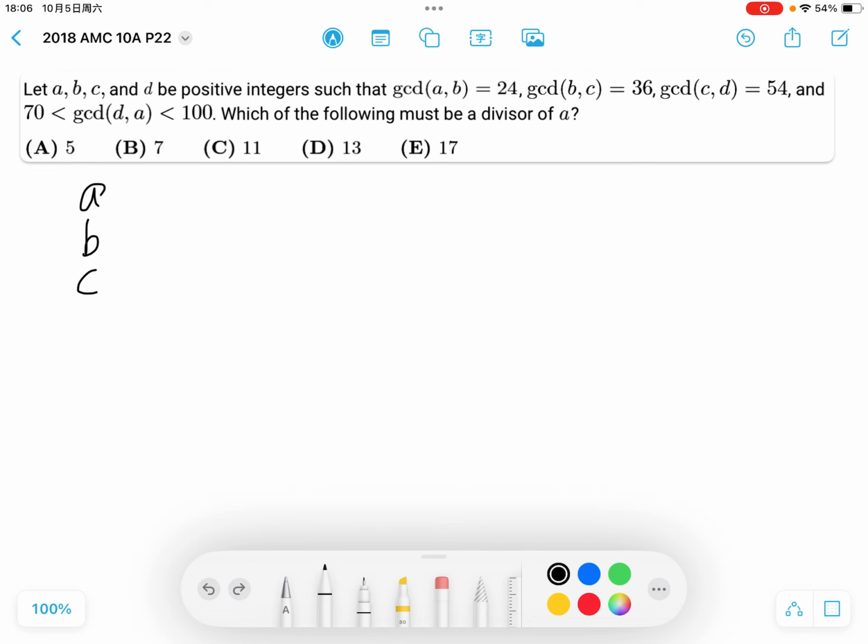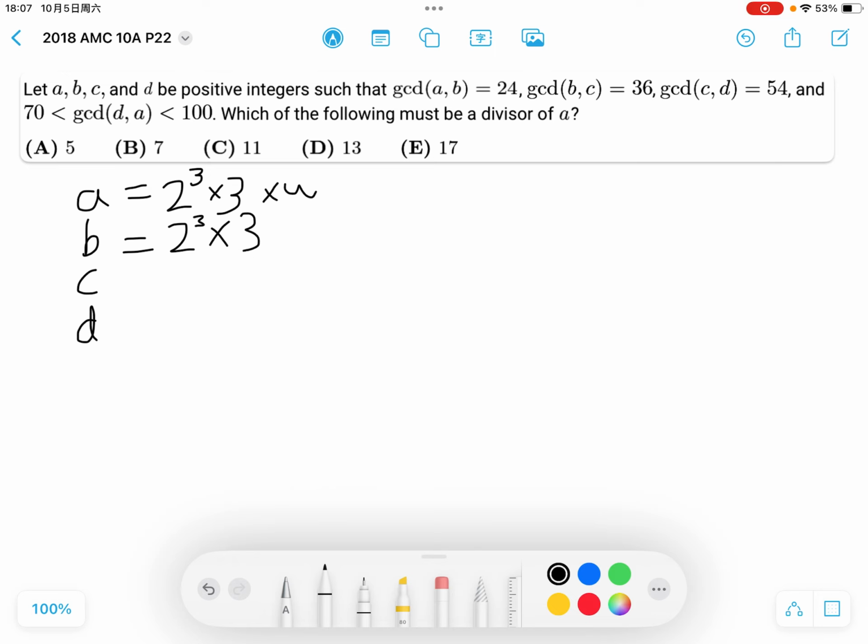So we know that the GCD of A and B is 24. Now, what does this actually mean? In terms of if we describe it to someone else using language, it basically means that the greatest common divisor of A and B is 24. What does it mean? It means that A and B have common factors of 24. So this basically means, 24 is 2 to the power of 3 times 3, right? Both A and B are at least 24. Both A and B are a multiple of 24.